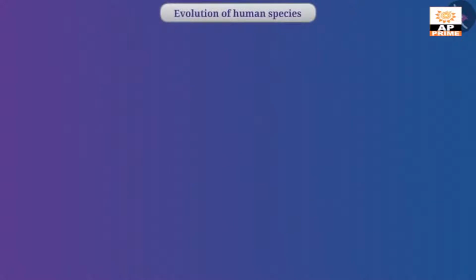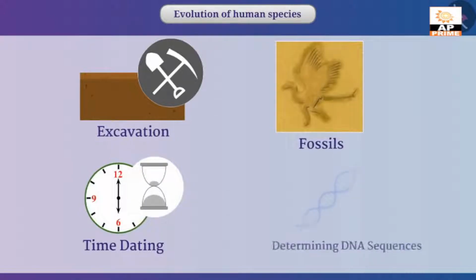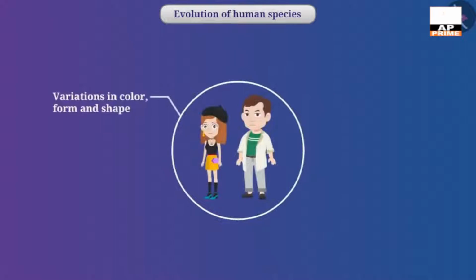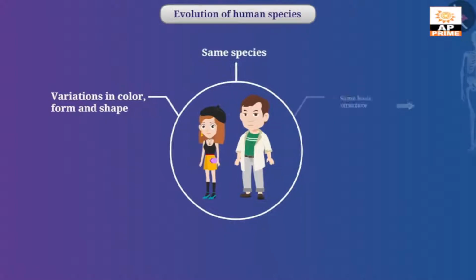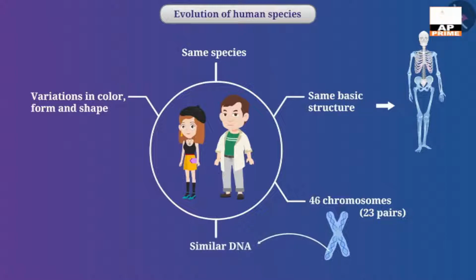Let us now understand the evolution of human species. To understand human evolution, we took the help of excavation, time dating, fossils, and DNA, and determining DNA sequences using these tools. There are variations in color, form, and shape of humans, but they are all members of the same species. All have the same basic structure. The number of chromosomes in all is 46, and DNA is also similar. All humans can reproduce with each other.